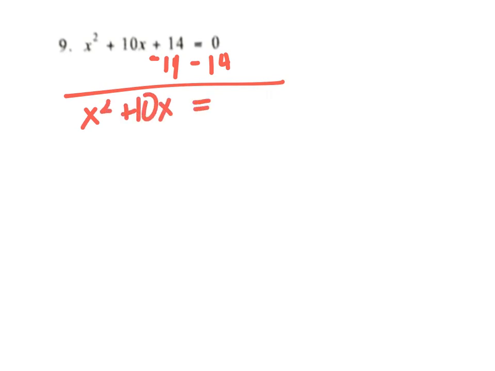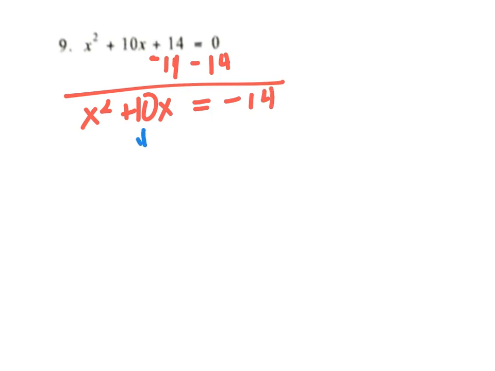My next one, we're going to do the same thing. Again, remember my first step is to move my 14 to the other side. So I'm going to subtract 14 from both sides. When I do that, I get x squared. Let's write that so we can actually read it. X squared plus 10x equals negative 14.